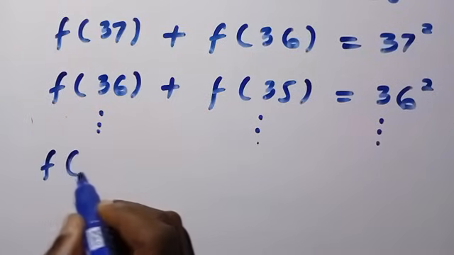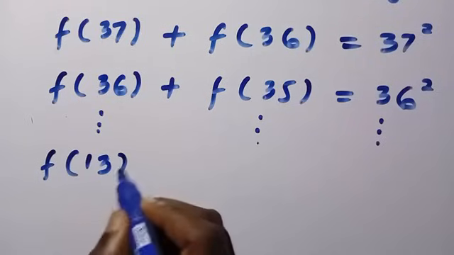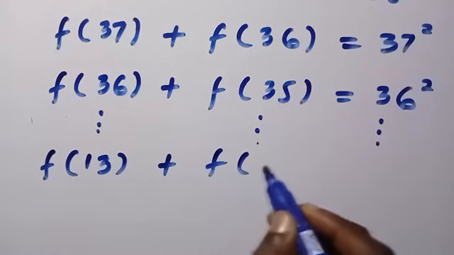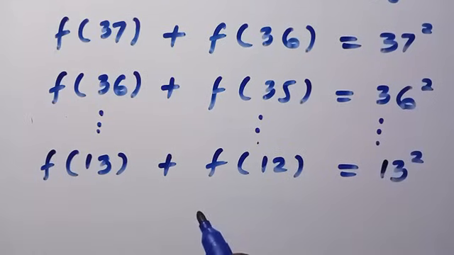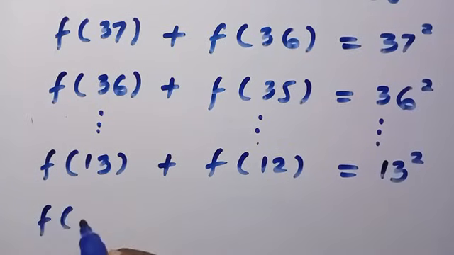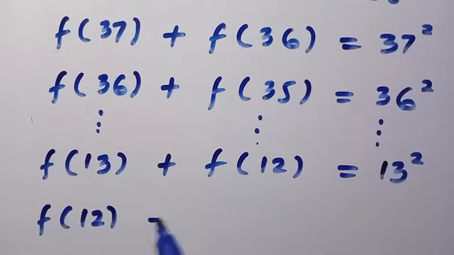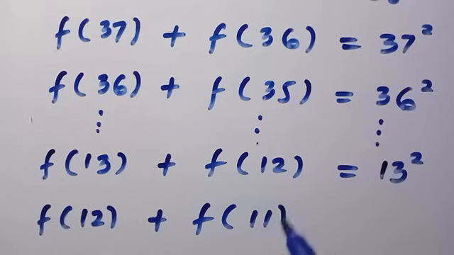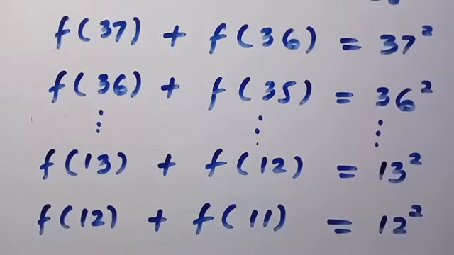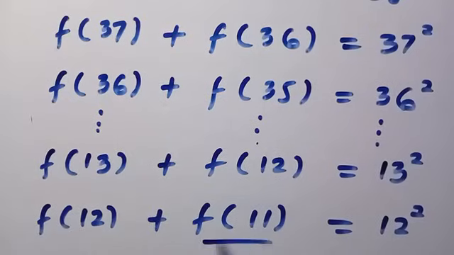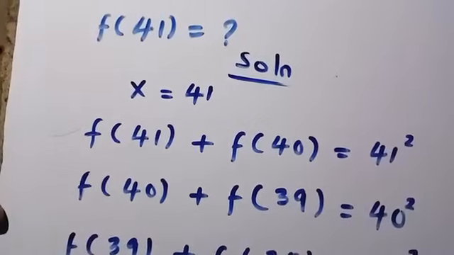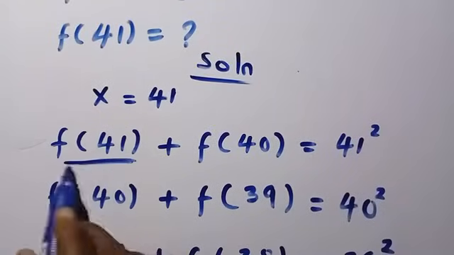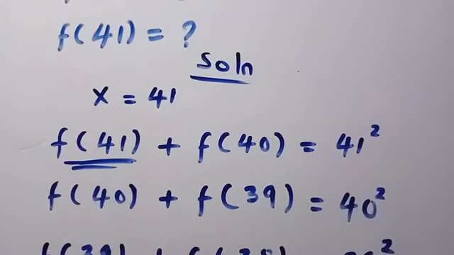suppose we have f(13) + f(12) = 13². And finally, at x equals 12, we have f(12) + f(11) = 12². This way I'm going to stop because I have my f(11) already, and at the top here we have f(41).